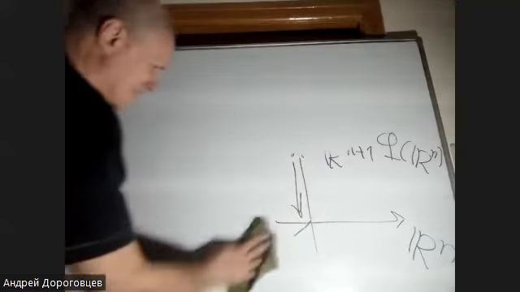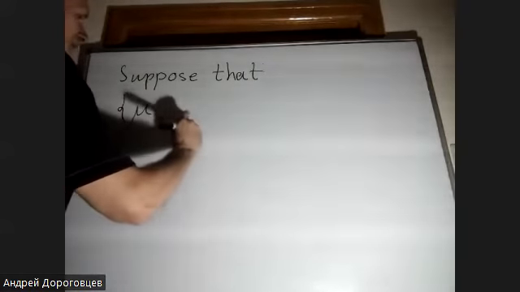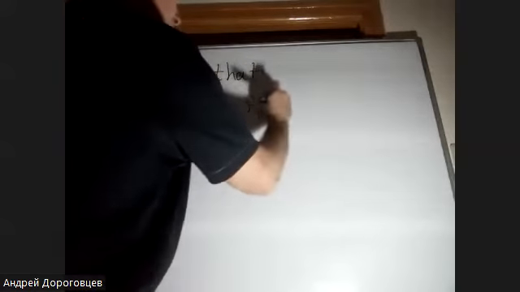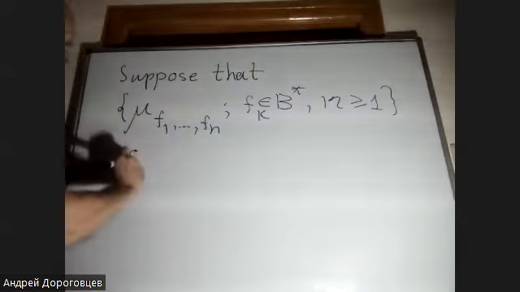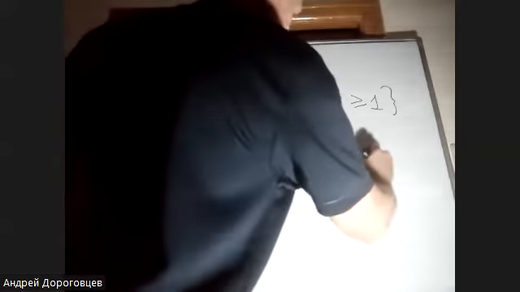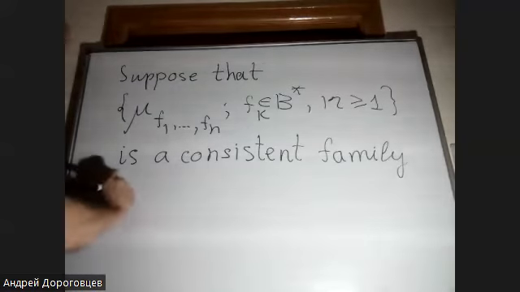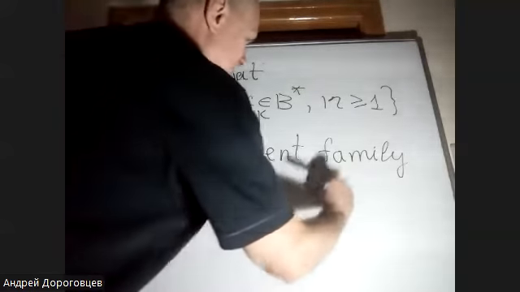So now let us come to the main problem. The main problem is the following. Suppose that mu_{f1,...,fn}, with f1,...,fn belonging to V star, n greater or equal than one, is a consistent family of finite dimensional distributions on B.